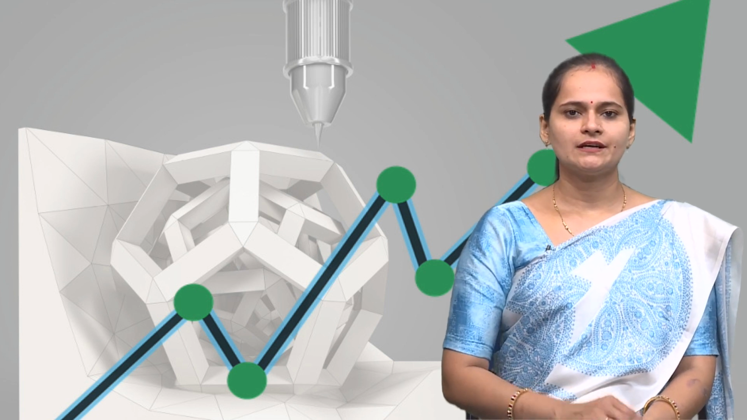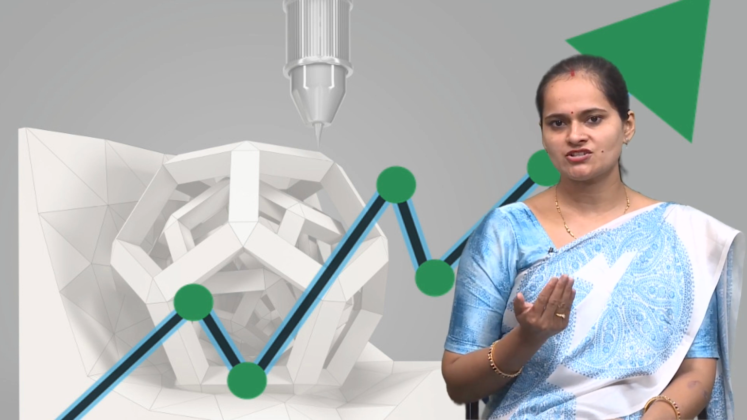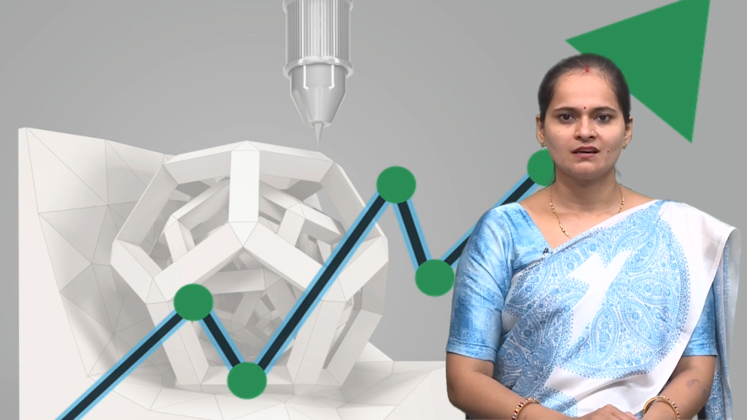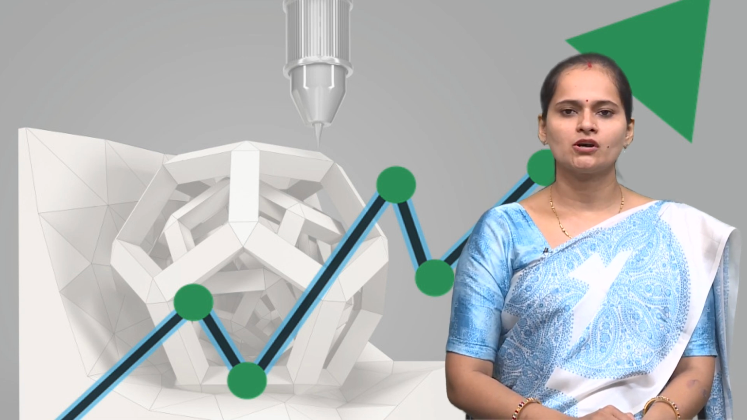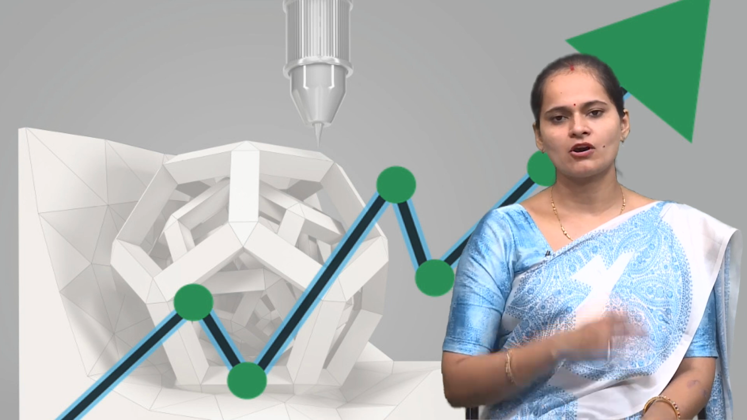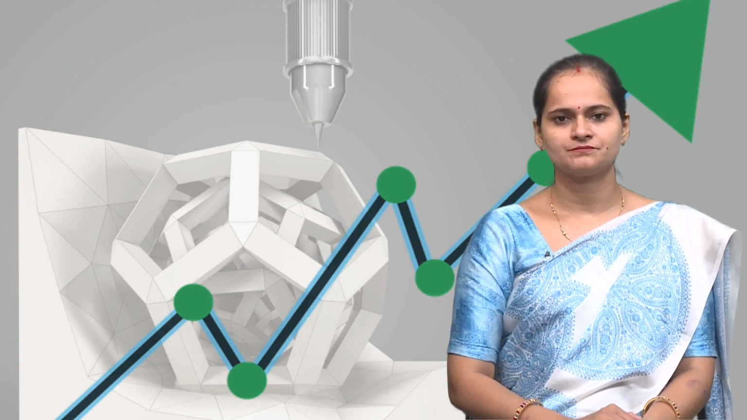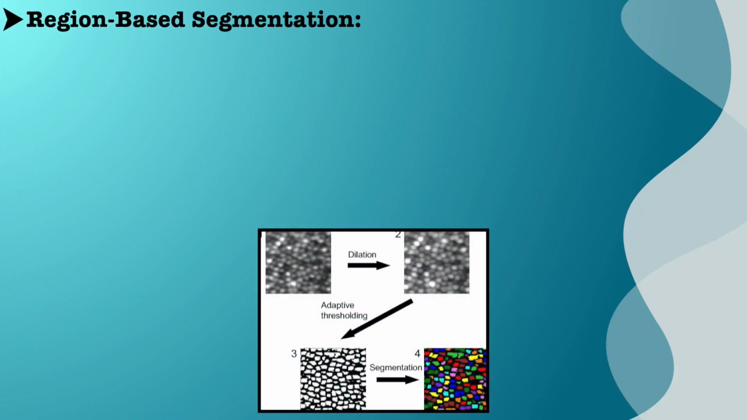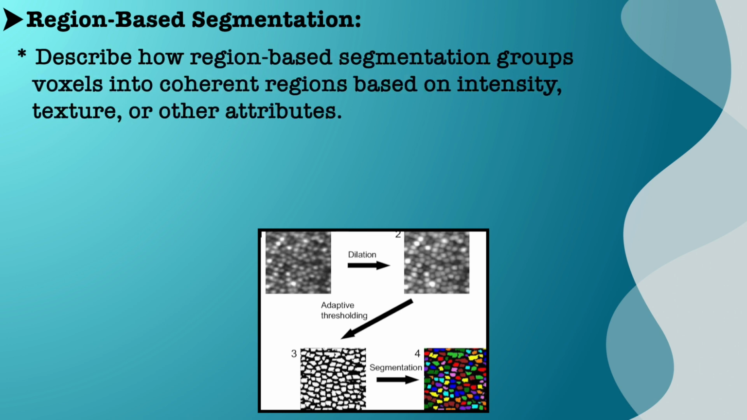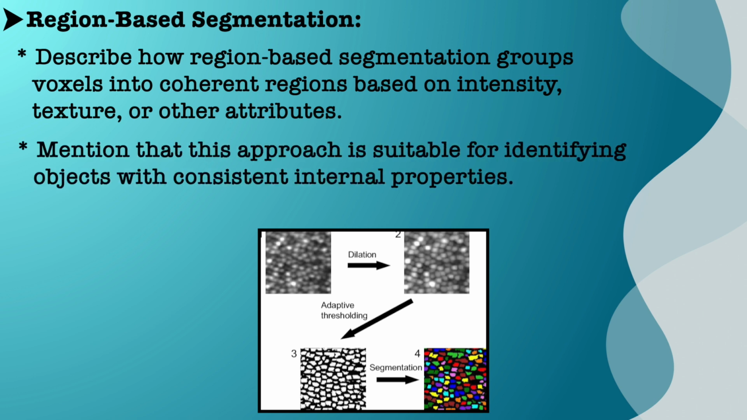So starting with the introduction to region based segmentation and boundary based segmentation. Two fundamental approaches for 3D image segmentation are called region based and boundary based. In region based segmentation, we have to study how region based segmentation groups voxels into coherent regions based on intensity, texture or other attributes, and mention that this approach is suitable for identifying objects with consistent internal properties.